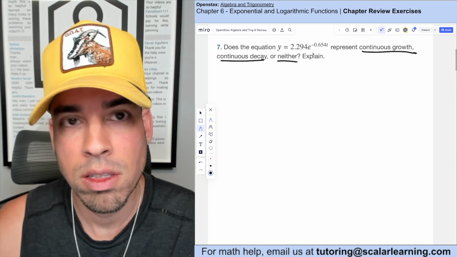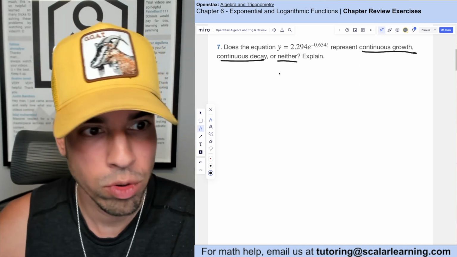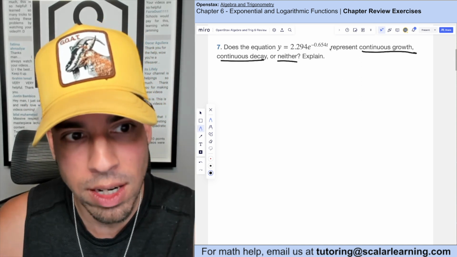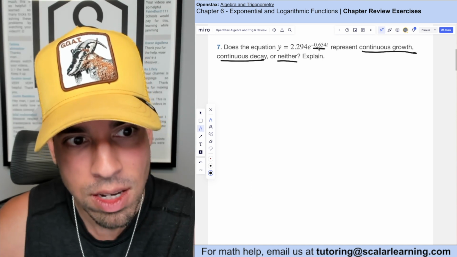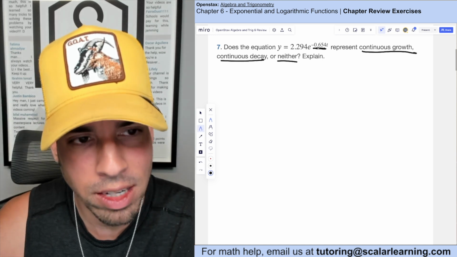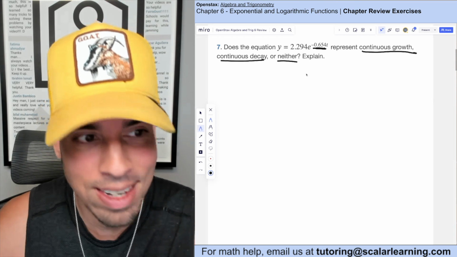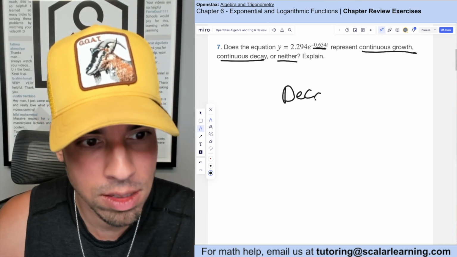So for this one, the question is, does it represent continuous growth, continuous decay, or neither? Now, this is in the format of either continuous growth or decay. It's one of the two. And the way that we can identify this as decay is because this value up here, that exponent constant in front of t, is negative. So that means this is decay.